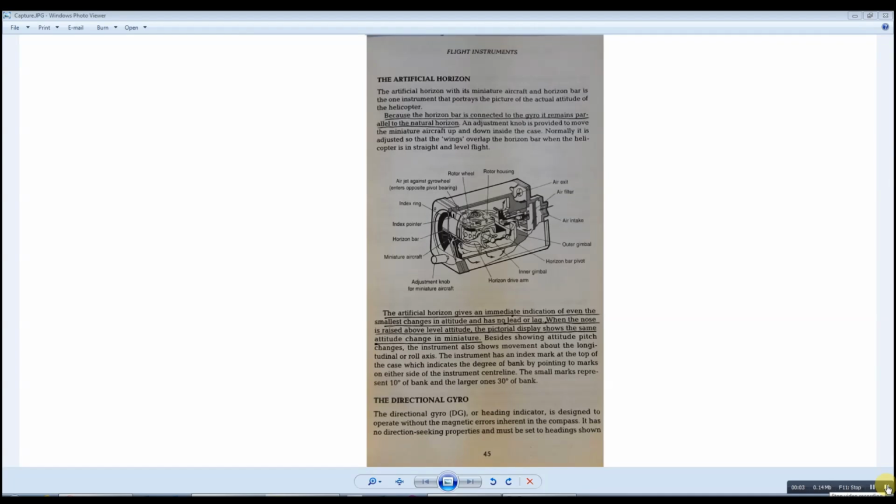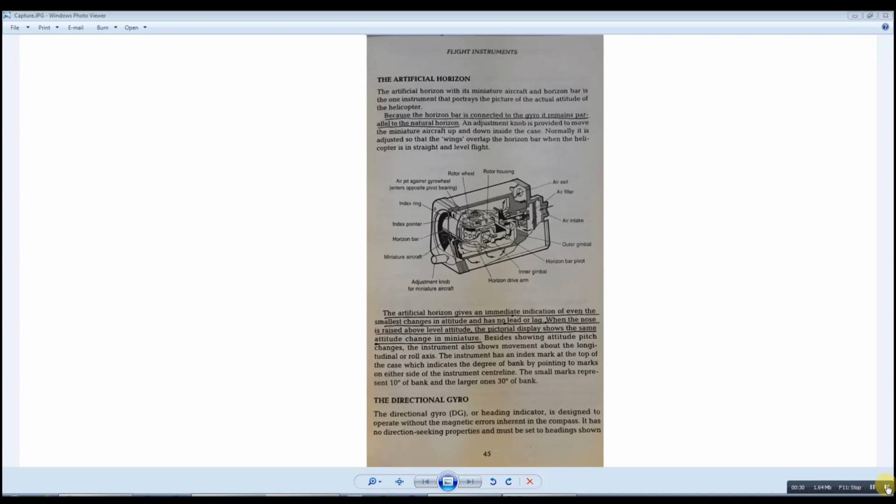So it reads, because the horizon bar is connected to the gyro, it remains parallel to the natural horizon. Further down, the artificial horizon gives an immediate indication of even the smallest changes in attitude and has no lead or lag. So what that's saying is that it is an extremely sensitive instrument and it reacts instantaneously to any attitude change of the aircraft.